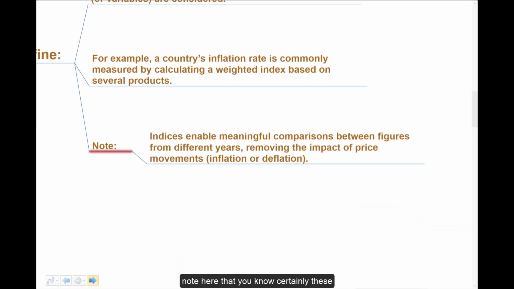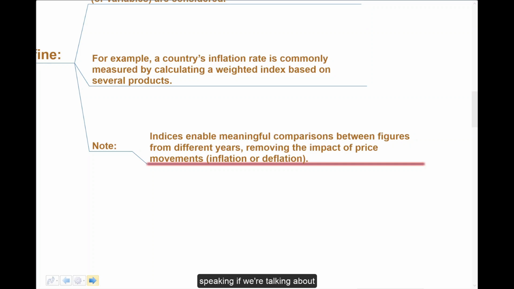So let's note here that these indices or indexes do enable meaningful comparisons between figures from different years, removing the impact of price movements. We know that a common problem, particularly in a number of different countries, is inflation. Look at Turkey as an example, or even deflation. So really, the questions are going to be hinged upon the prices of given items in different years, and we just need to know how to manipulate the formula.